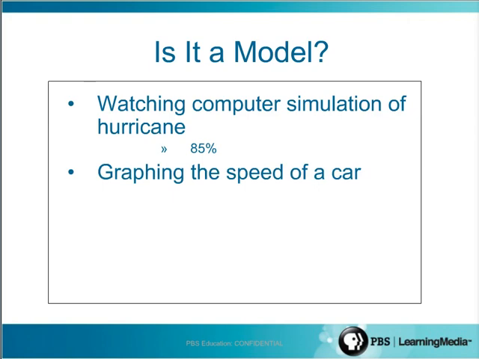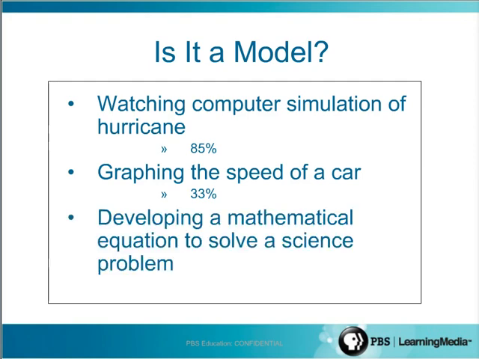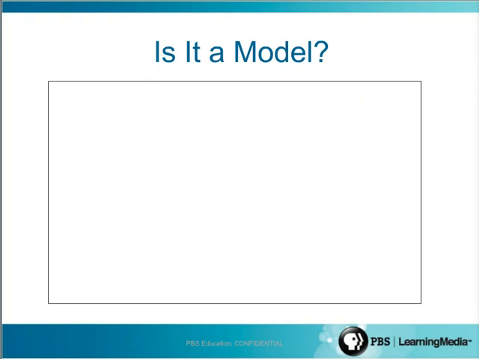Now, graphing the speed of a car, this is where you guys started to differ from the poll results. What I ended up with was 33% said yes, that was a model. So 67% didn't believe that was a model that would represent something in real life in a scientific sense. And the last one that I had was developing a mathematical equation to solve a science problem. Only 26% of the students thought that that was a model. Now, I started to think about this, and of course there were a number of other questions in there. Some of them were not models, visiting the Grand Canyon, etc. So if you'd like to look at that, check out Paige's book.